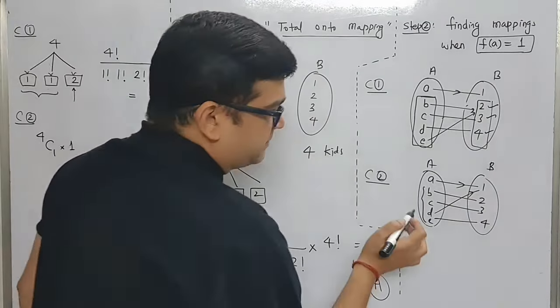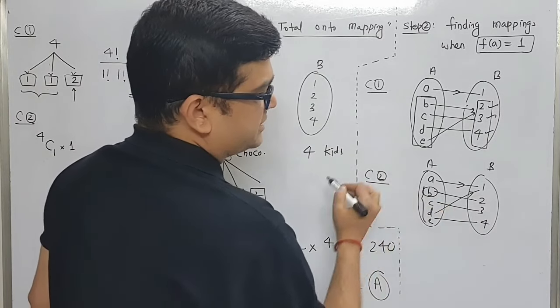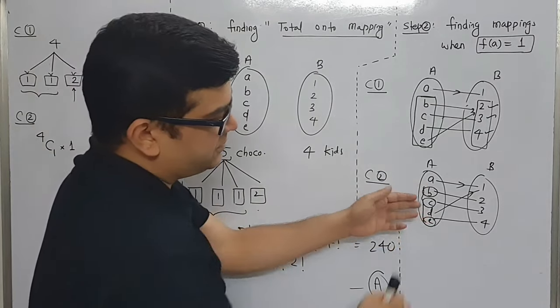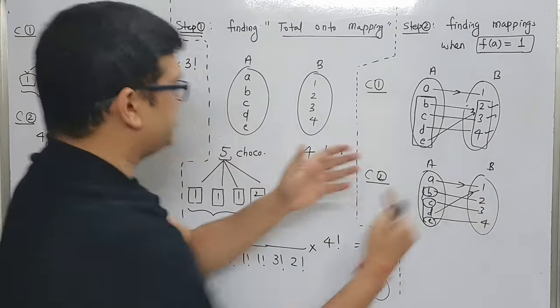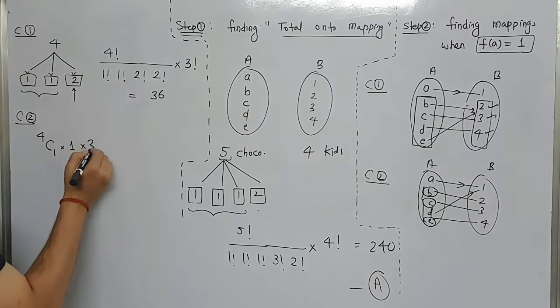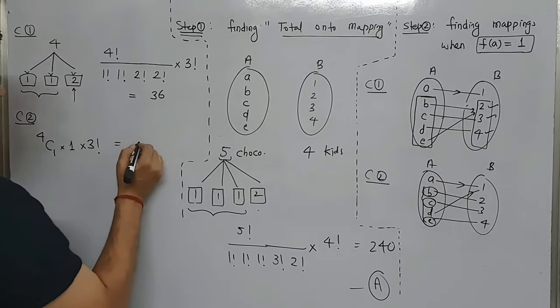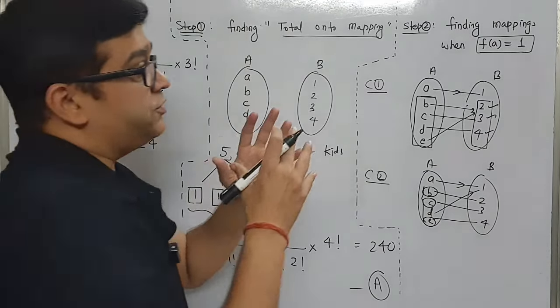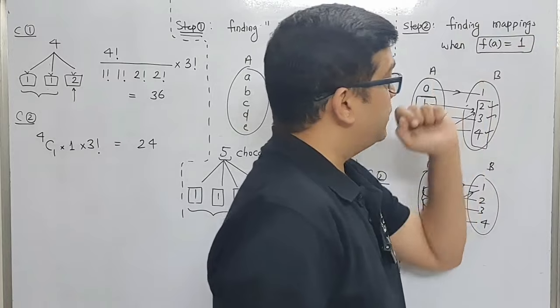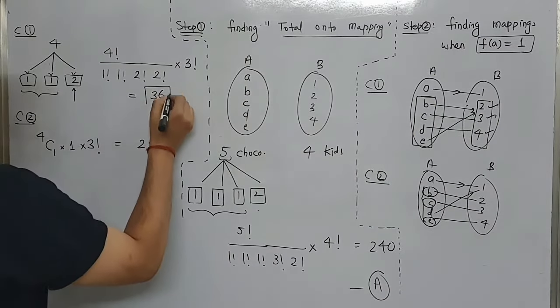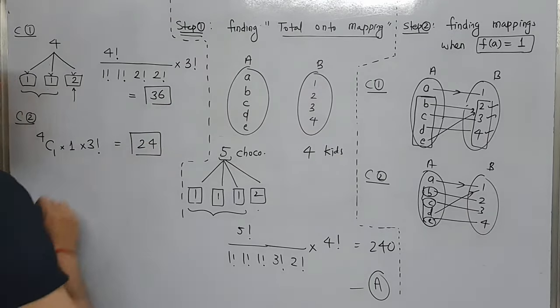And then remaining 3, which are the remaining 3? Let's say B is remaining, C is remaining, E is remaining. These 3 are to be mapped to remaining 3. So 3 chocolates to be mapped to 3 kids in 3 factorial ways, and this is your 24 number of ways. So we have found the number of mappings where f(a) is 1, and that comes out to be case 1, 36 plus case 2, 24.